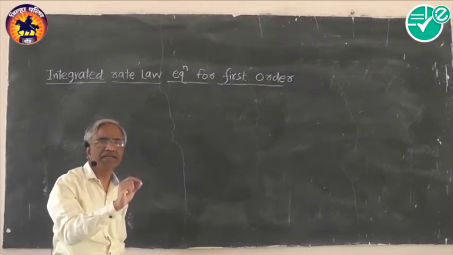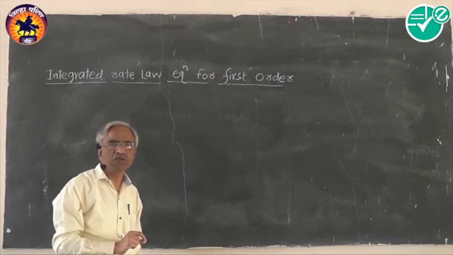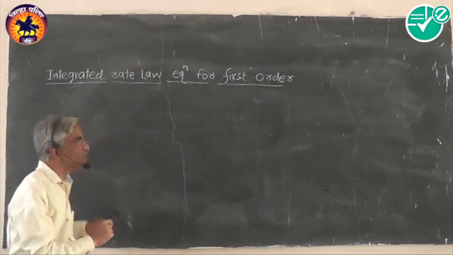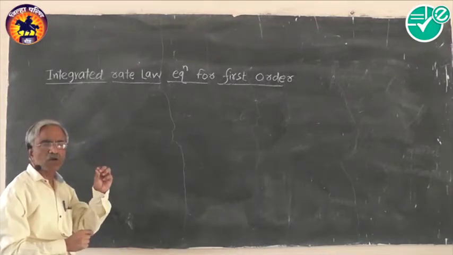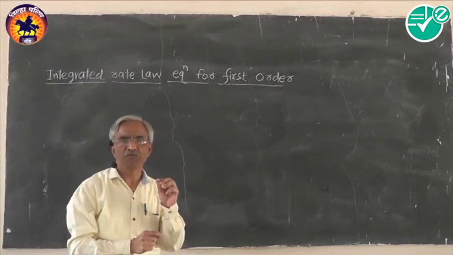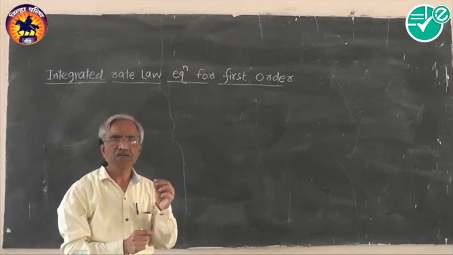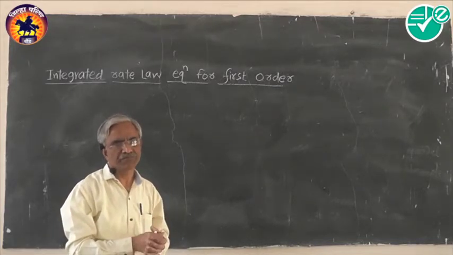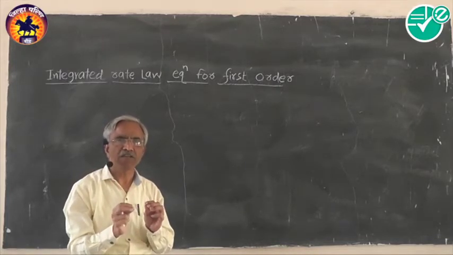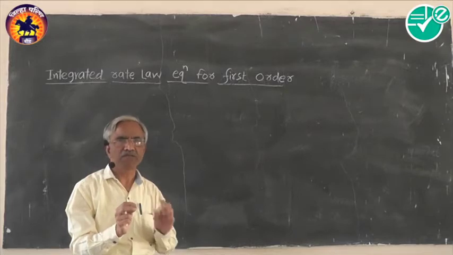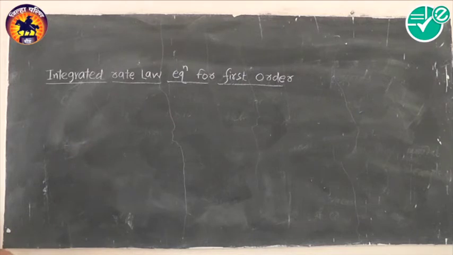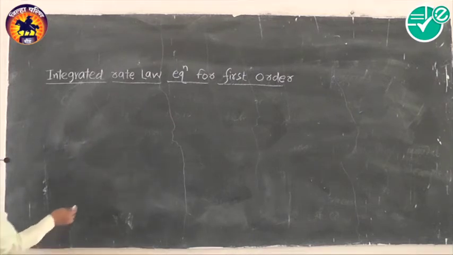And we have seen the integrated rate law equation for zeroth order and again its graphical method. Today we will see the integrated rate law equation for first order and then the graphical method of proving that the reaction is a first order reaction. And then we will go for the concept of half-life period to determine the rate of the reaction. So let us start with the integrated rate law equation for first order.